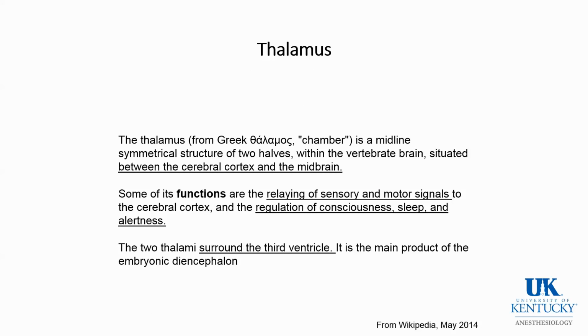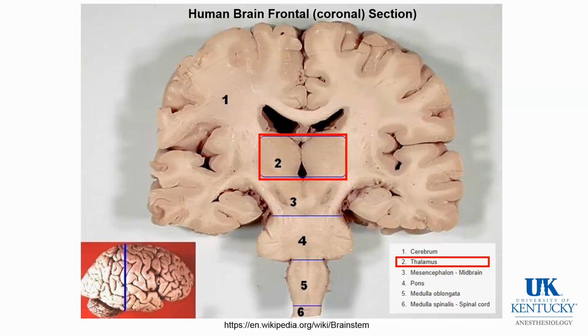The thalamus is a structure that is situated between the cerebral cortex and the midbrain, and has important functions in relaying both sensory and motor signals, and also the regulation of consciousness, sleep, and alertness. It surrounds the third ventricle. And on this section of the brain is illustrated the location of the thalamus below the lateral ventricles and surrounding the third ventricle.